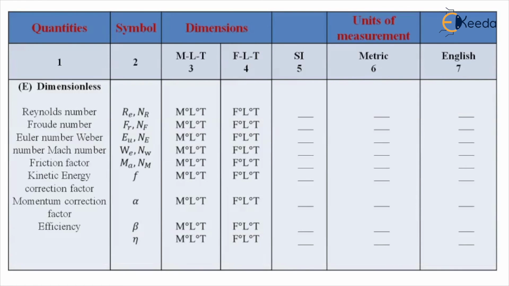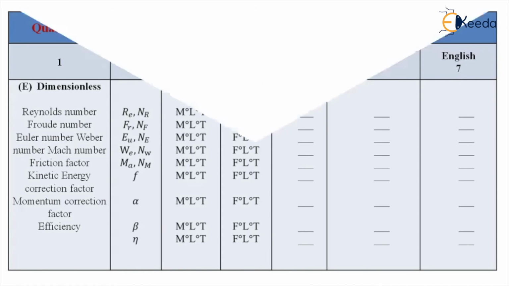There are some dimensionless quantities: Reynolds number, Froude number, Euler's number, Weber number, Mach number, friction factor, kinetic energy correction factor, momentum correction factor, efficiency. These quantities don't have any dimension, and their dimensions in MLT and FLT both are zero.